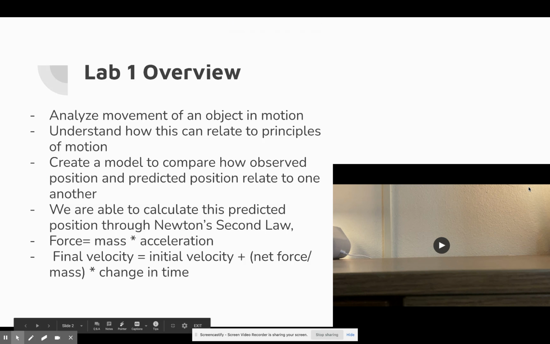For this lab, we recorded the motion of an object, analyzed this motion using Tracker, and predicted the motion using GlowScript. The objective of this lab was to use and observe Newton's second law, which states that force equals mass times acceleration, and final velocity equals initial velocity plus net force divided by mass times change in time. And again, we used Newton's second law to determine the predicted value of motion. And for the observed value, we used an orange.